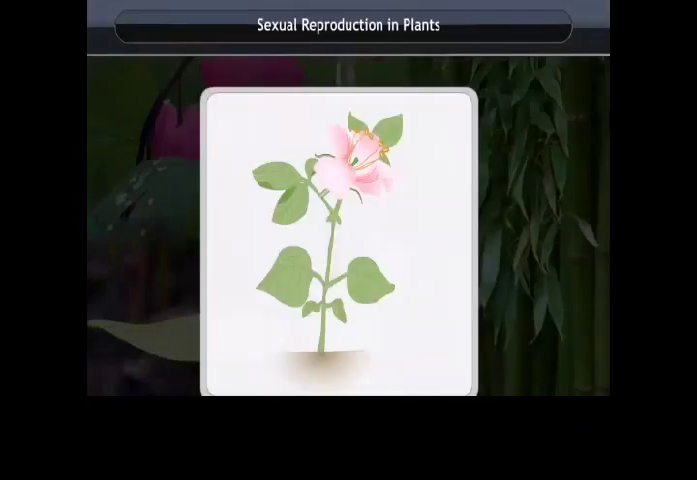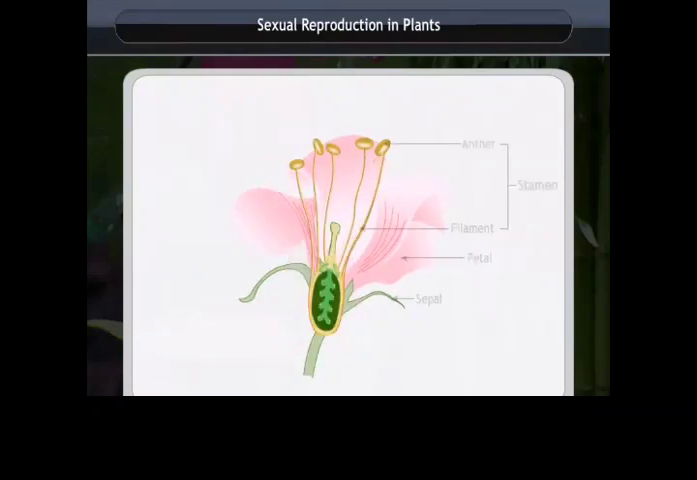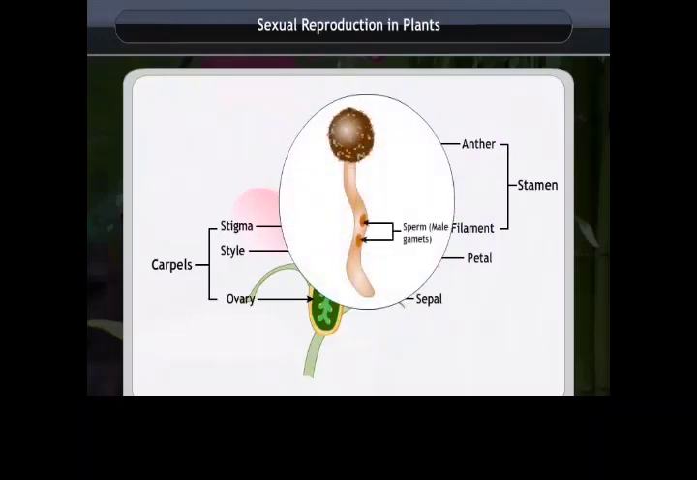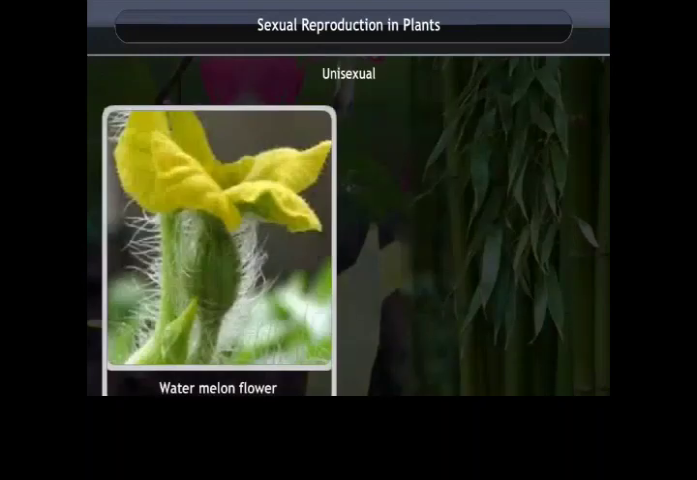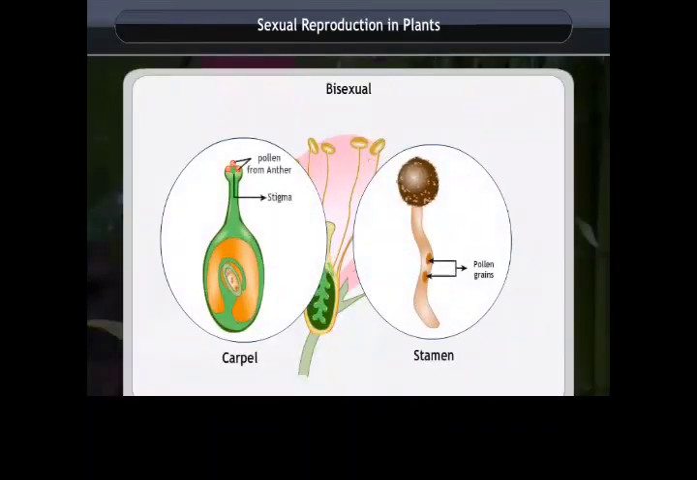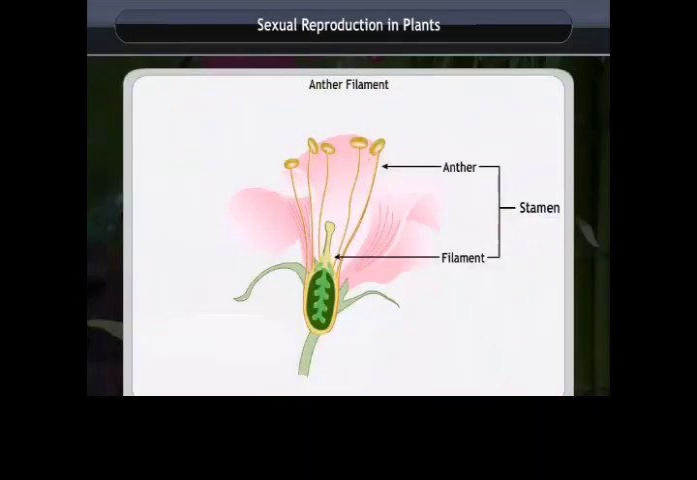Sexual reproduction in plants. The reproductive parts of angiosperms are located in the flower. Stamens and carpels are the reproductive parts of the flower. If the flower contains only stamens or carpels, it is called a unisexual flower. For example, watermelon and papaya. When a flower contains both stamens and carpels, it is called bisexual. For example, hibiscus and mustard.